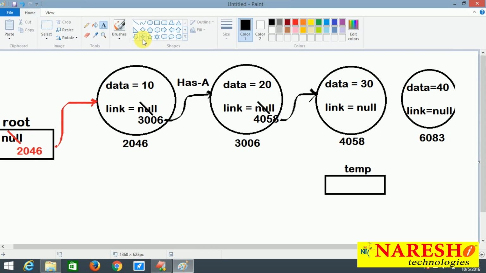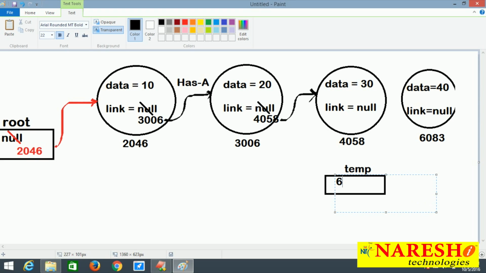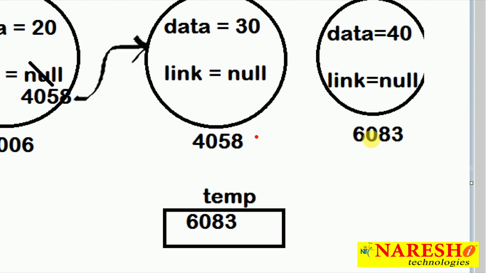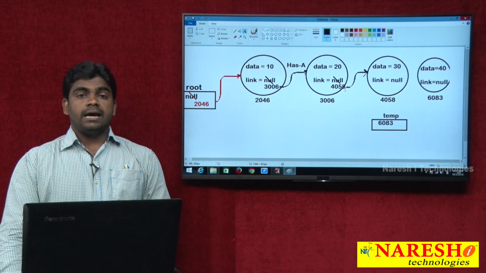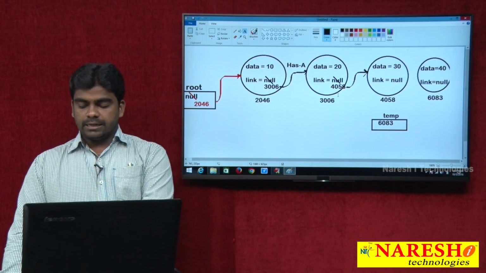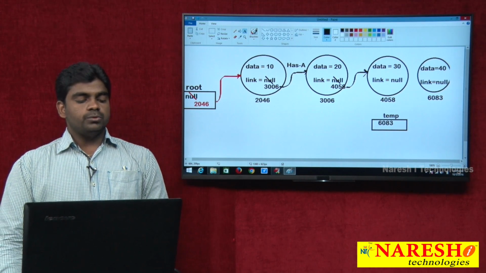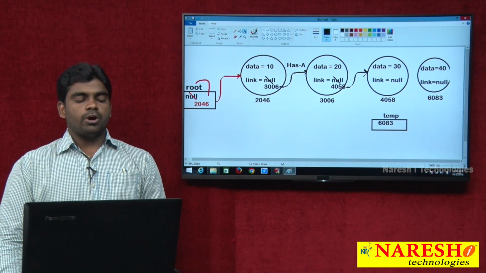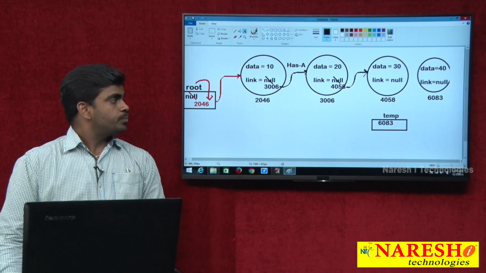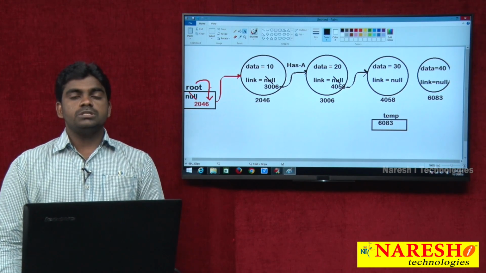Next, how do we assign the last node address to the third node's link? As soon as the node has been created, we temporarily collect that 6083 into temp. Temp is pointing to the newly created node. We know that. Now how to assign? Directly you cannot assign. The reason is that the root value is not null. Root is pointing to some other node, like 2046.